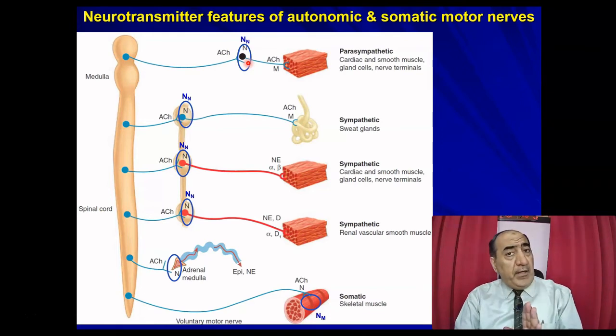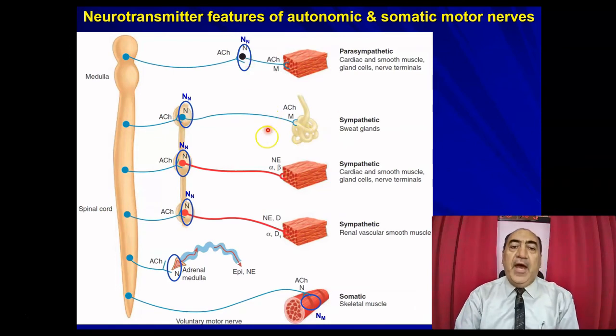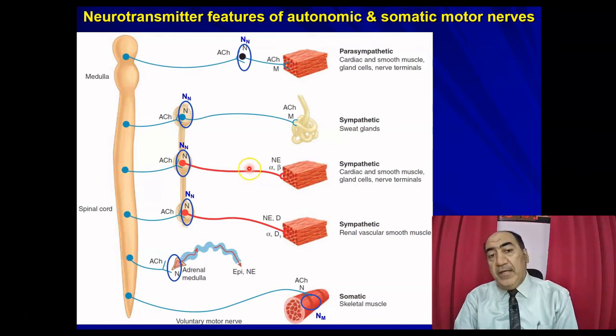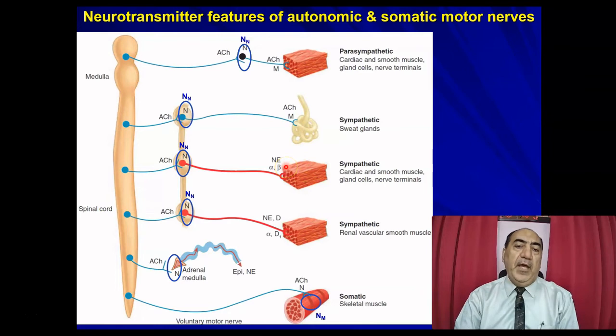When I talk about the postganglionic neuron, you say, okay, Doctor, what are you talking about? Are you talking about the sympathetic nervous system? If it's sympathetic, the neurotransmitter between the postganglionic and the effector organ is norepinephrine, okay? Or in the renal vascular smooth muscle, it could be norepinephrine or dopamine. The parasympathetic nervous system, as we said, acetylcholine all the way, but the receptor is muscarinic. The postganglionic neuron will release acetylcholine, and muscarinic receptors will be on the surface of the effector organ.